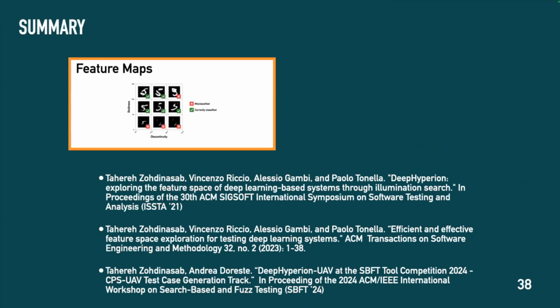So to summarize, today I have talked about feature maps. Here are the references for the papers. We proposed Deep Hyperion as a first illumination-based search to explore the feature space. We also improved Deep Hyperion by introducing the notion of a contribution score to explore the feature space more. We also applied Deep Hyperion for generating test inputs for drones in the cyber-physical competition of the SBFT at ICSE this year, and it was one of the winners, and it was able to generate diverse misbehavior-inducing inputs even for a drone system.